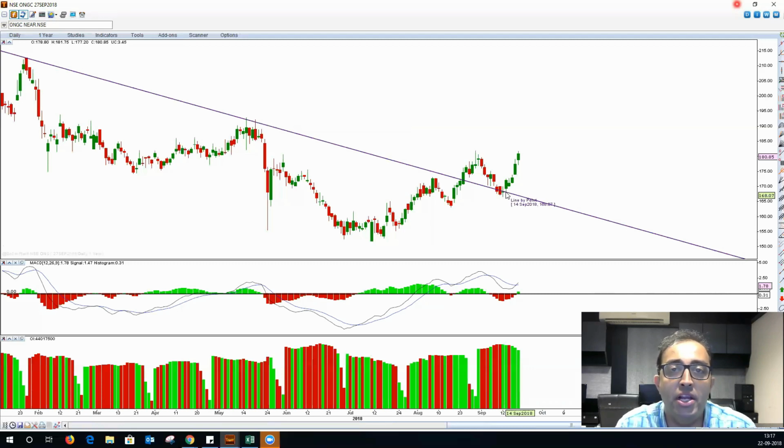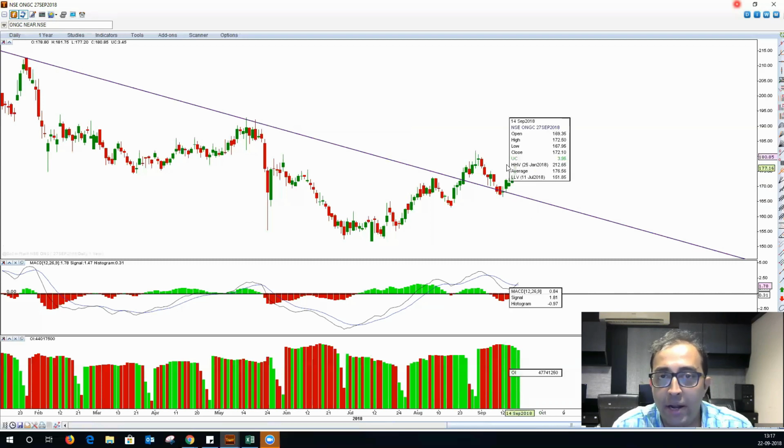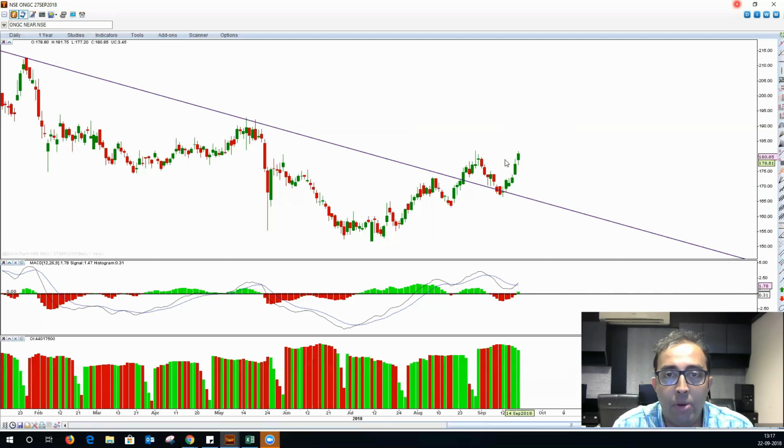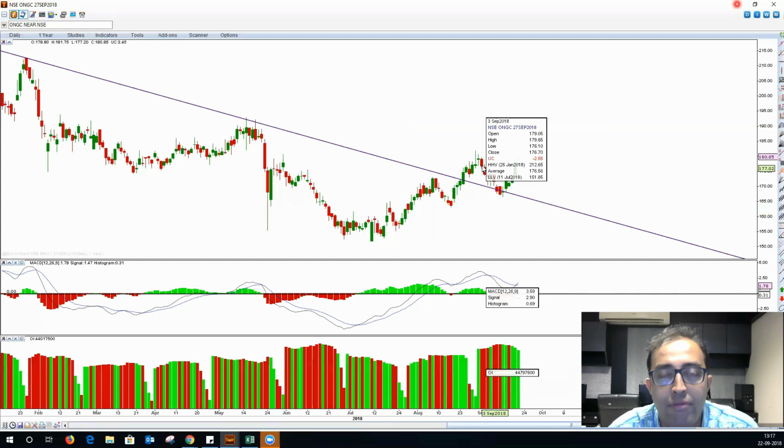And especially in the September series, we are seeing some steady buying interest emerging, and the successive green candles clearly indicate that this trend could persist. The stock is currently placed at 181. One could actually buy with a stop loss below 175 for an upside towards 200. So a very good potential stock here, and a stop loss below 175 and a target of 200 definitely augurs well for the stock.